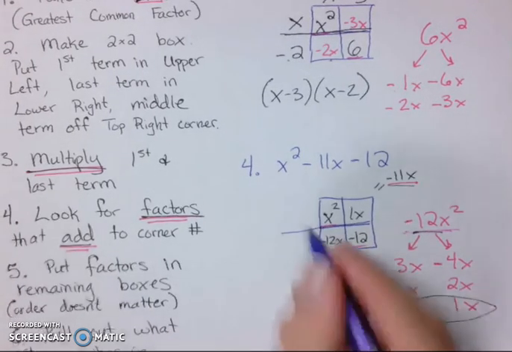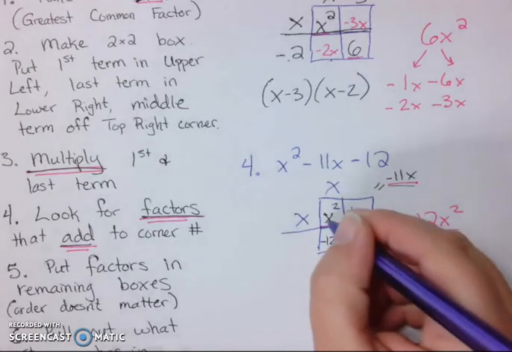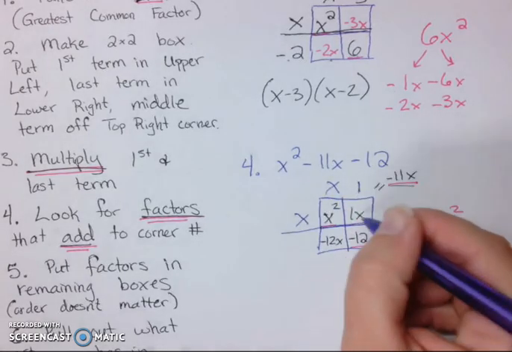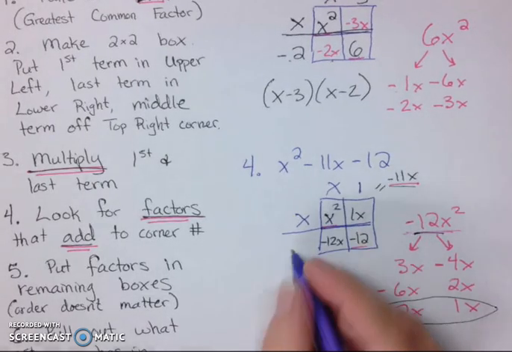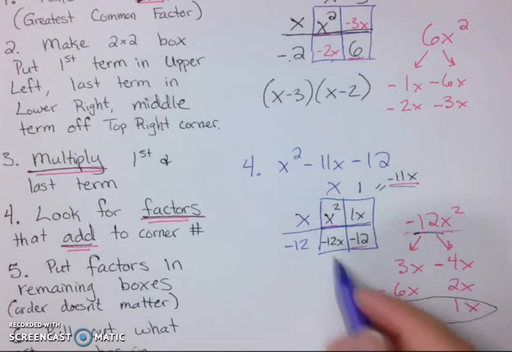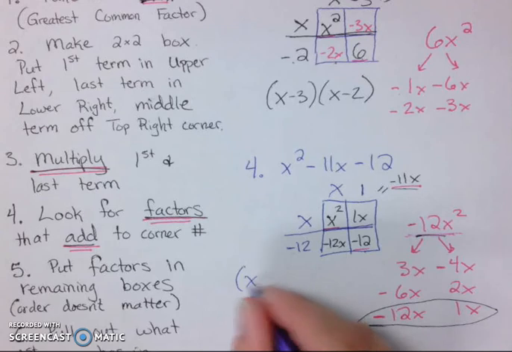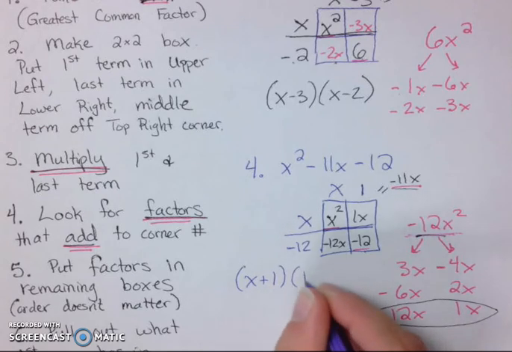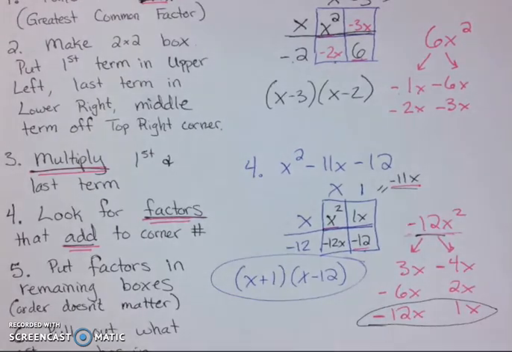So this first row has x in common. X times x is x squared. X times 1 gives you 1x. Here, negative 12. So I have to take negative 12 times x to get negative 12x. And the last box, negative 12 times 1 is negative 12. So I know that I did it right. And then I write those as my binomials. Yay, there's the answer.